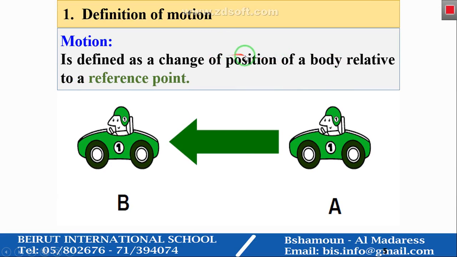First of all, we are going to define motion. The motion is defined as the change of position of a body relative to a reference position. As shown in this picture in here, the car was initially at the reference point, which is the reference position A. Since the position of the car changed from A to B, we say that this car is in motion, since the position of the car is changed.